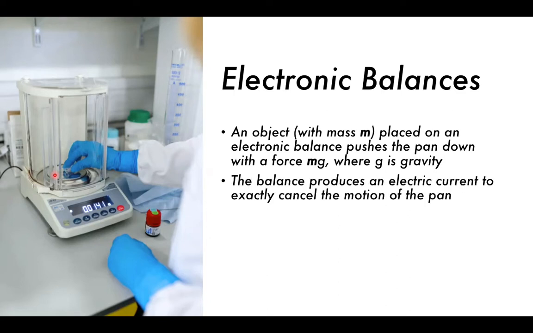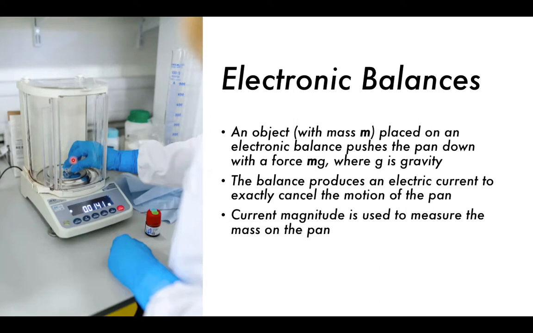The balance produces an electrical current to exactly cancel the motion of the pan. As the weight of the object pushes the pan down, there is an equal and opposite electric current produced, which is what is effectively used to measure the mass of the object. So the current magnitude is used to measure the mass on the pan.